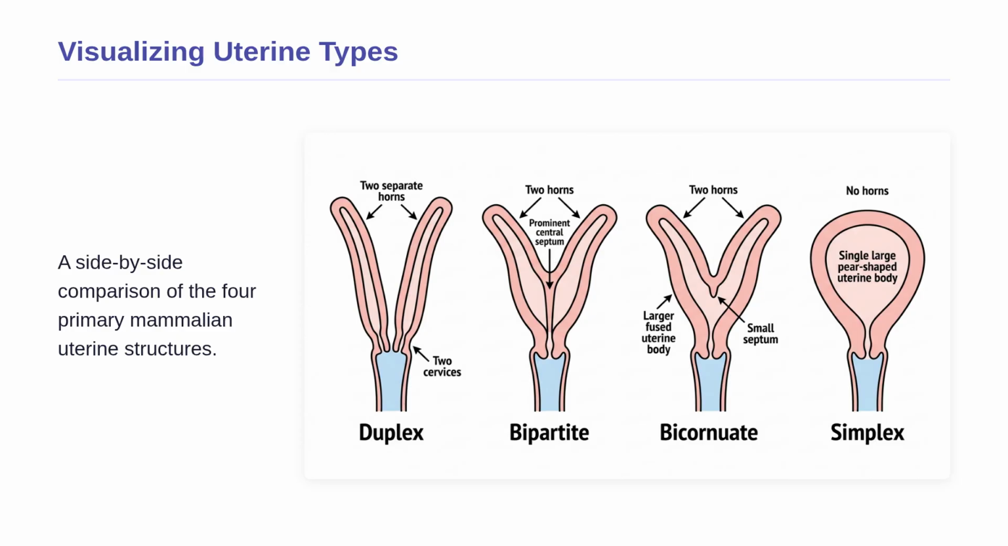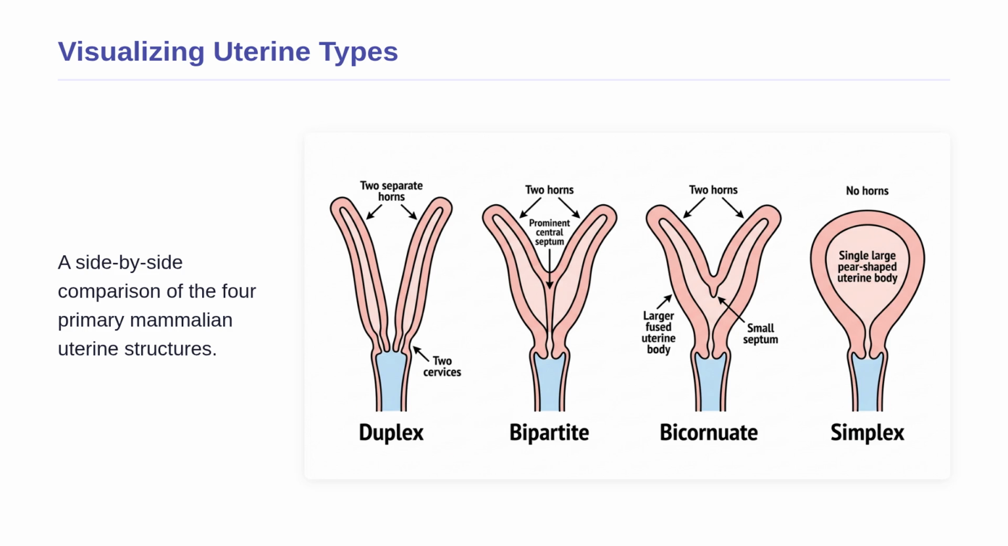Having discussed all four types, let us look at them side by side in this diagram. On the far left, you see the duplex uterus, with its two completely separate horns and cervices. Next is the bipartite uterus, showing a shared cervix but a prominent septum dividing the base.